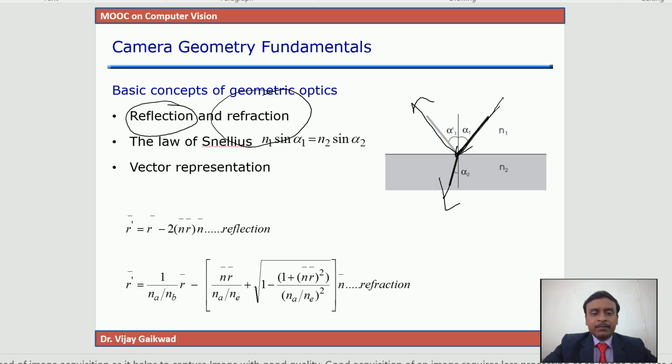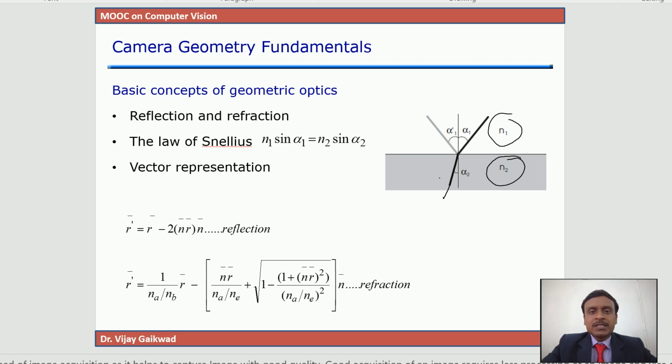goes through the medium. The law of Snell that is followed throughout this process is n1 sin alpha 1 equal to n2 sin alpha 2, where n1 is the refractive index of the air or medium 1, while n2 is the refractive index of the medium through which light is traveling or entering. Alpha 1 is the angle made by the normal towards the incident ray, while alpha 2 is the angle made by the normal while the ray is traveling through a medium. The vector representation for reflection and refraction is shown in this slide at the bottom.